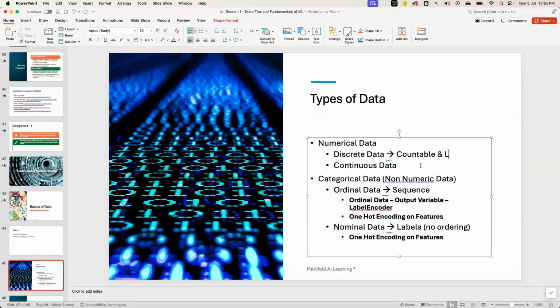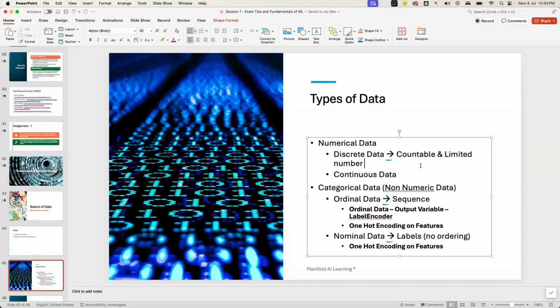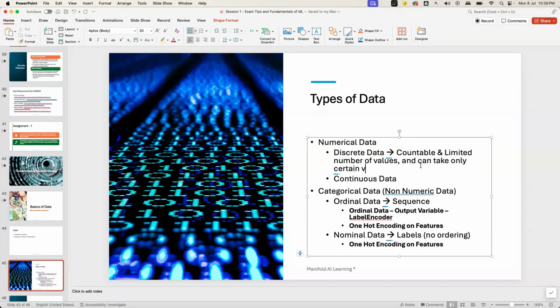Okay, it has a countable and limited number of values, and can take only certain sizes or certain values. To give you an example, shoe size. If you consider shoe size, it can have a countable number of sizes. For example, the shoe size can start at 2, and at the max maybe it can go till 15. So it can have such countable values.